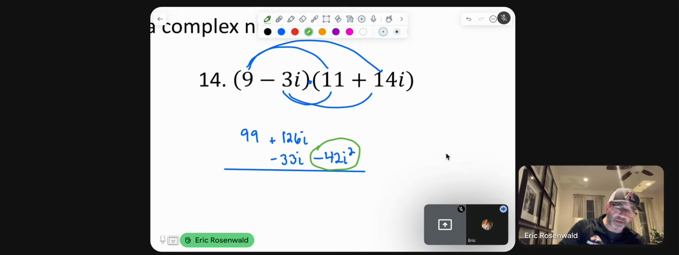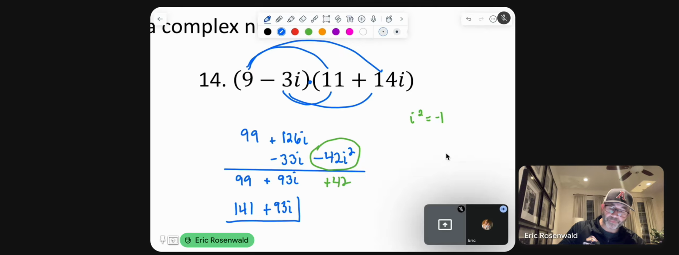Remember that i squared is equal to a negative 1. Okay, so that means if I have a negative 1 right here times a negative 42, we're going to end up with a positive 42 when all is said and done from that number. Bring down the 99, and then we have 126 minus 33, which is 93i. We'll put stuff together, so we get 99 plus 42, which is going to be 141 plus 93i. There you go.